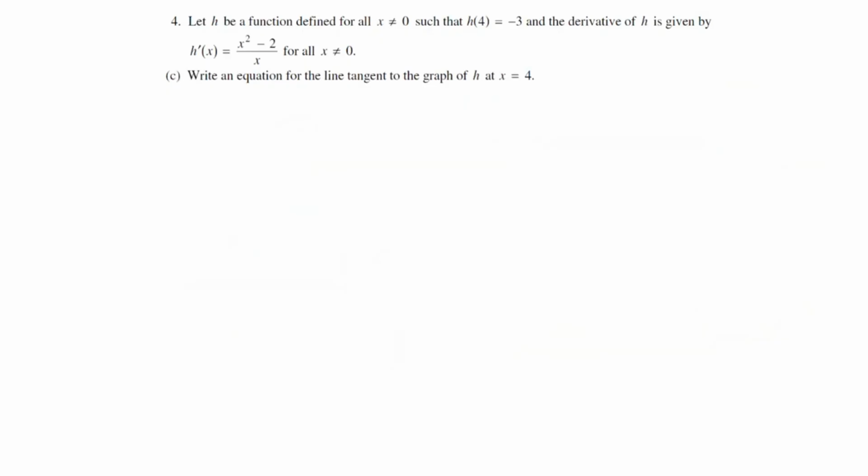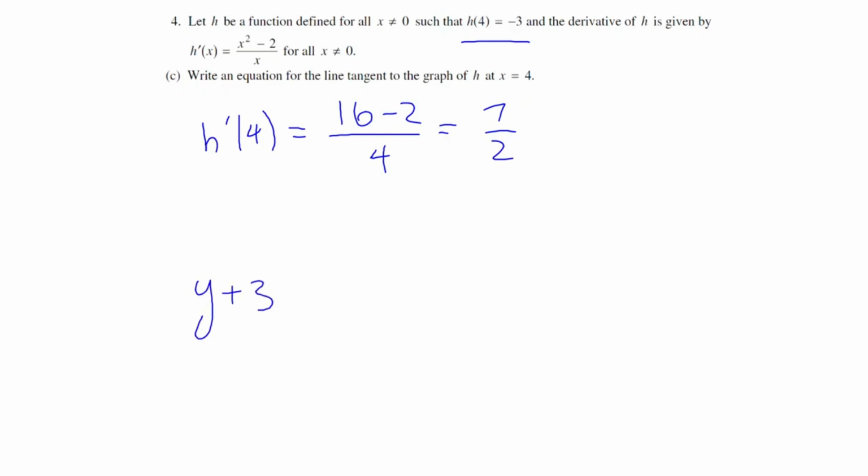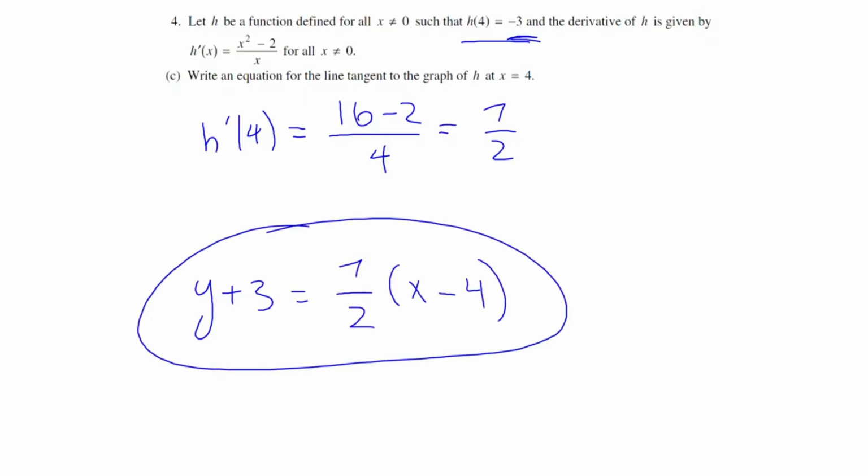In part C, it asks us to write an equation for the line tangent to h at x equals 4. Well, we're given the point, h of 4 is negative 3. So we just need h prime of 4, which will be 4 squared, or 16, minus 2 over 4. So 14 over 4 is just 7/2. So it'll be y minus negative 3 in point slope form, right? Y minus the y value equals the slope times x minus the x value. And they gave you 1 point there for the tangent line equation.